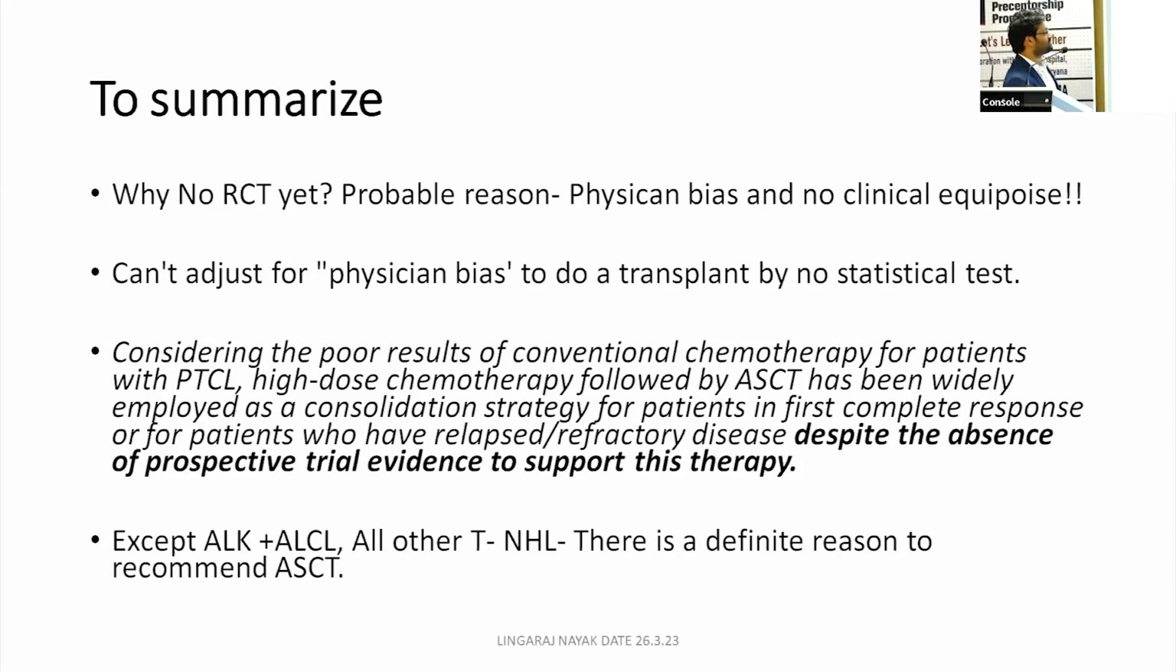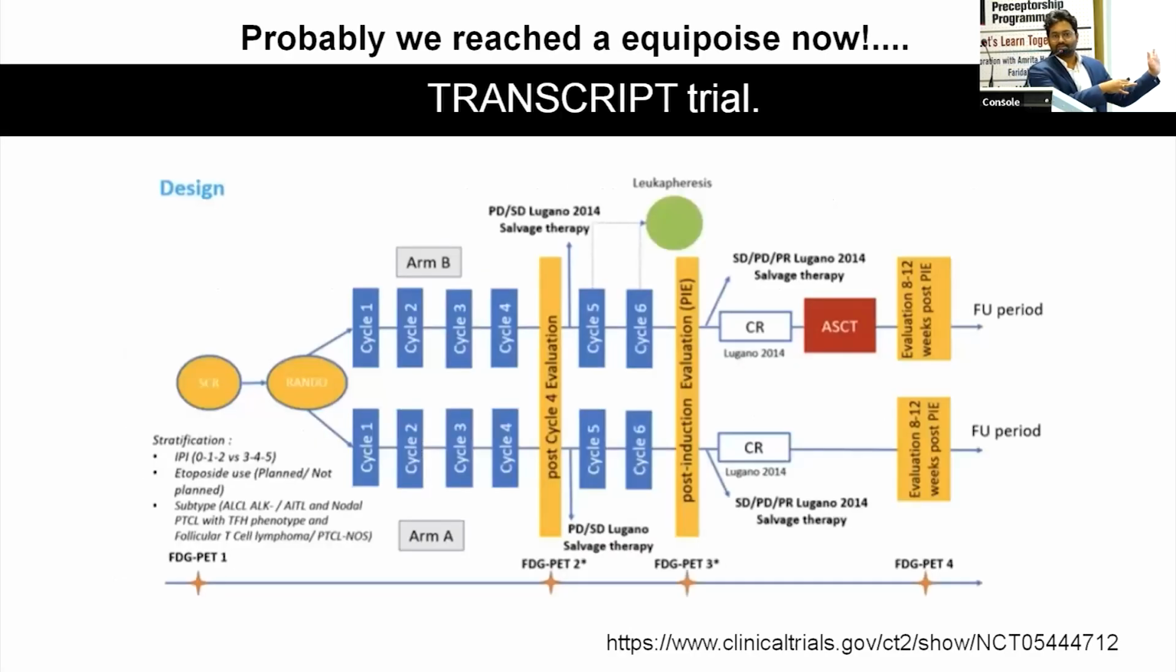So, considering the poor result of conventional chemotherapy for patients with PTCL, high-dose chemotherapy followed by autologous transplant has been widely employed as a consolidation strategy for patients in CR who have relapsed or refractory disease, despite the absence of any prospective data. This is the standard line you'll get in all publications. So probably the consensus. There is a study called the TRANSCRIPT trial, which is enrolling, and it is on clinicaltrials.gov, with a very interesting design.